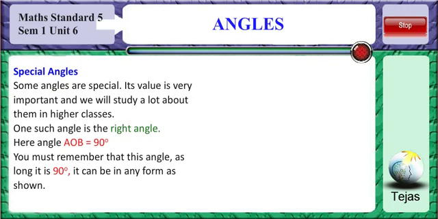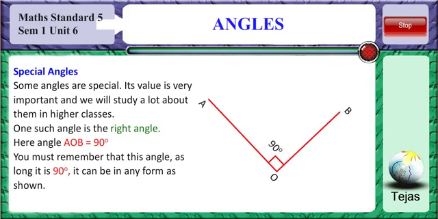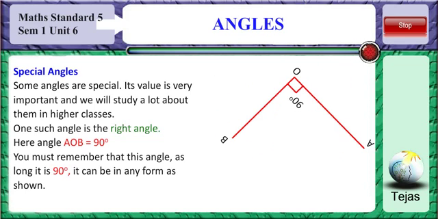Some angles are special. These angles are very important and we will study a lot more about them in higher classes. One such angle is the right angle. Here is angle AOB, which is 90 degrees. You must remember that this angle, as long as it is 90 degrees, can be in any form as shown here.